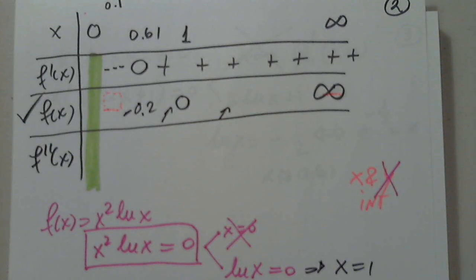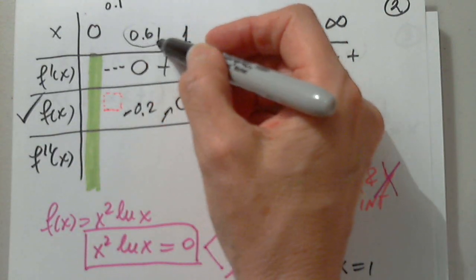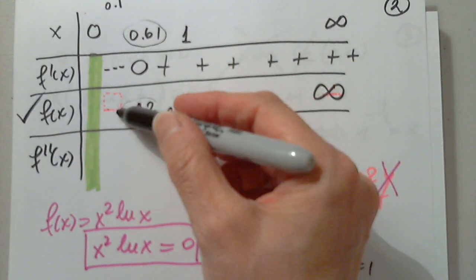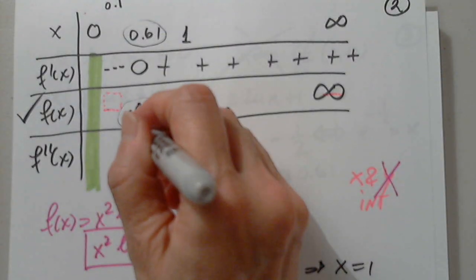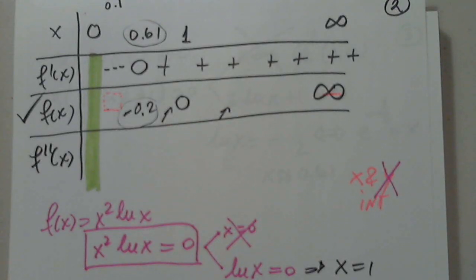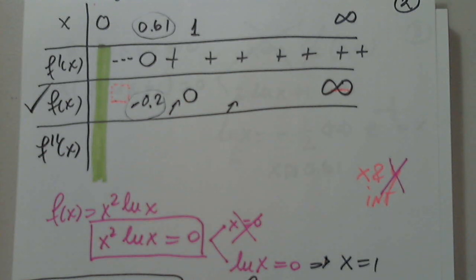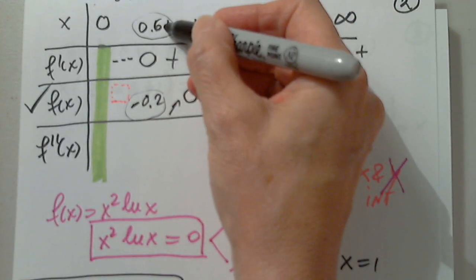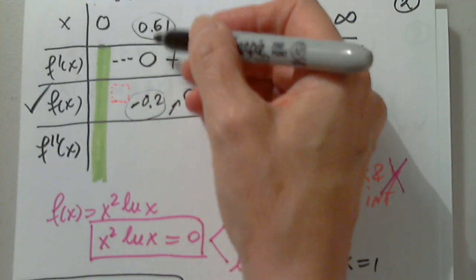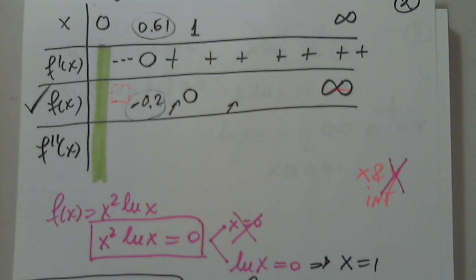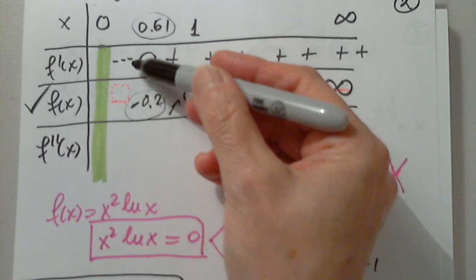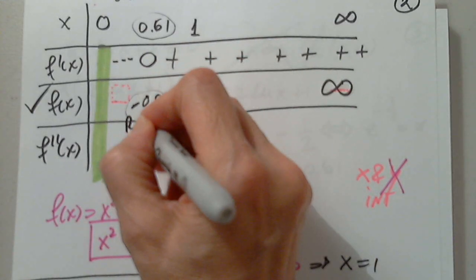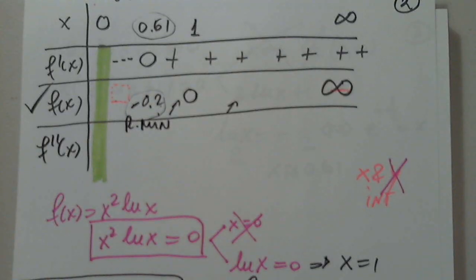So clearly, what type of point is 0.61 comma negative 0.2? I have to write it right here. Can anyone help? 0.61 comma negative 0.2. What type of point is this? A relative. Yes. Yes, indeed. It's a relative minimum.